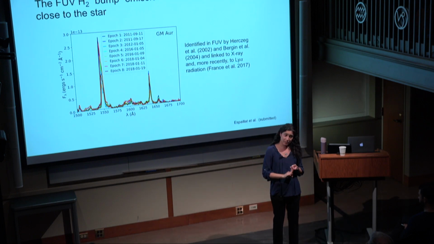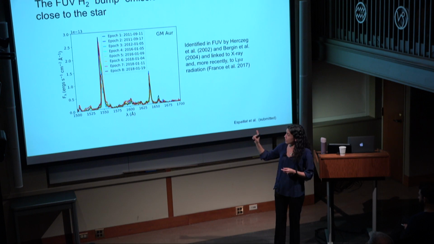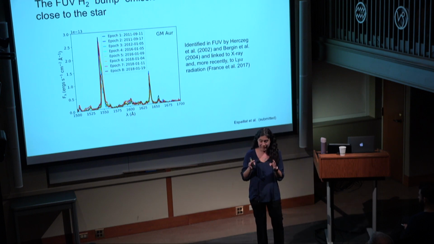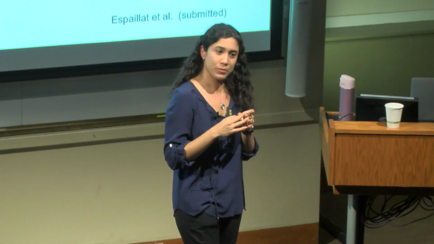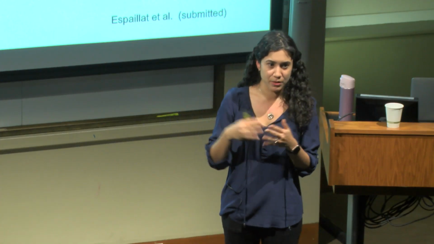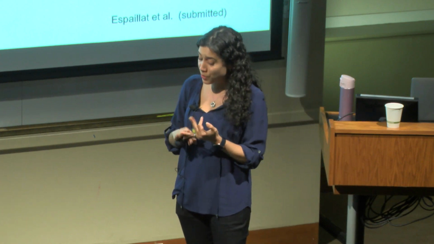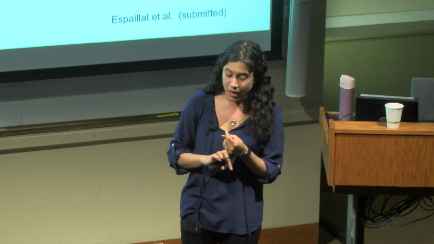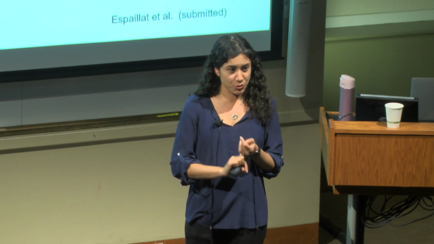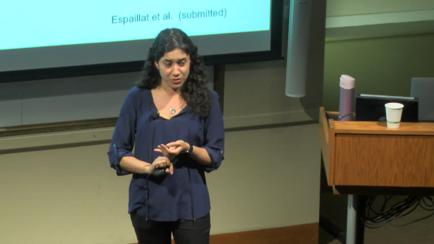And so the H2 feature is important because it's probing gas very close to the star. Close to where we expect that the material is being accreted onto the star. And there have been 2 mechanisms that have been proposed to explain this FUV feature. The first is due to X-ray radiation, and the second to Lyman alpha radiation.